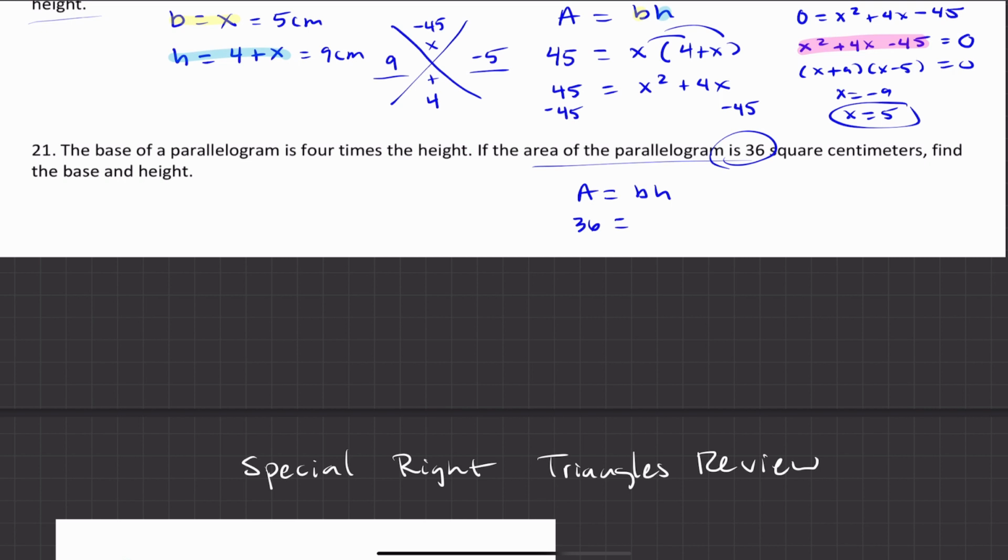And that's equal to, alright, what's the base and what's the height? Well, over here it says the base of a parallelogram is 4 times the height. So, do we know what the height is? Doesn't say. So the height is going to be our unknown. And the base, it's 4 times the height. We represent that as 4x. So I'm going to start replacing. The base is 4x. And then our height is just x.